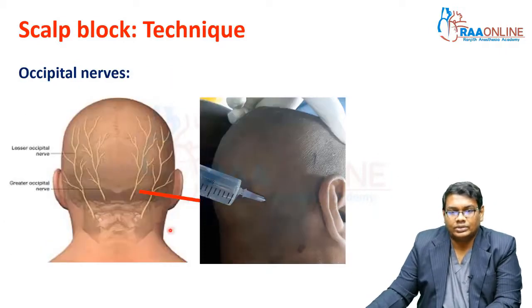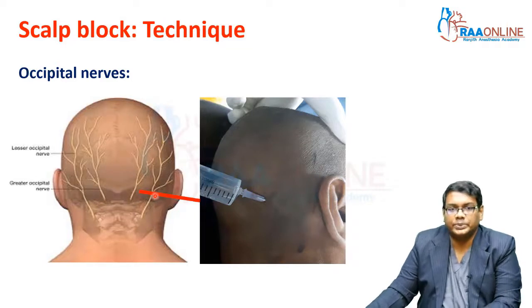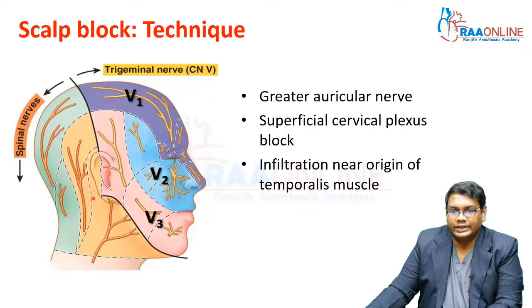And the occipital nerve, we have to draw a line between the occiput and the mastoid process, at the 1/3 and 2/3 points. At these intersecting points we have to give the block, and instead of giving perpendicularly, if we give horizontally, it can cover wide areas. So, this will cover the lesser occipital and greater occipital nerve. And sometimes the greater auricular nerve behind the ear and superficial cervical plexus block, and infiltration near the origin of the temporalis muscle are also needed depending upon the craniotomy incision.